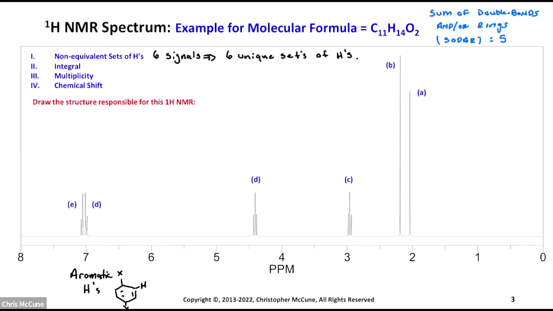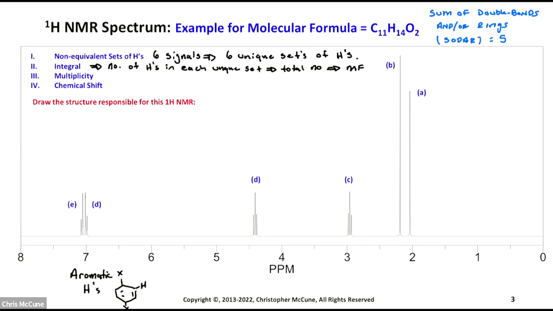So right now I'll just say integral, that's the number of hydrogens in each set, and then the total number should match the molecular formula. So I have 14 hydrogens in the structure. So the integrals here would all have to add up to 14 somehow.